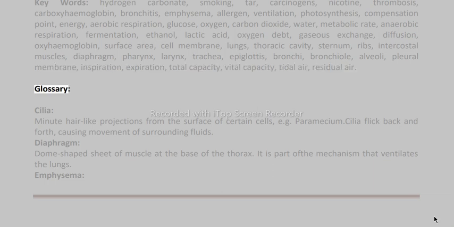Glossary. Cilia: minute hair-like projections from the surface of certain cells, e.g. paramecium. Cilia flick back and forth, causing movement of surrounding fluids. Diaphragm: dome-shaped sheet of muscle at the base of the thorax. It is part of the mechanism that ventilates the lungs. Emphysema.